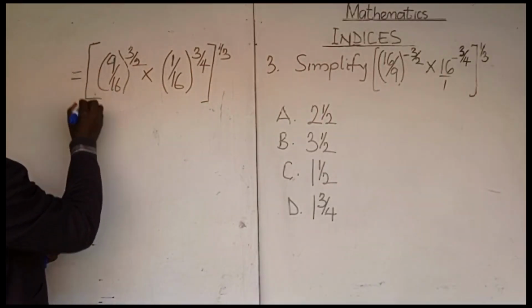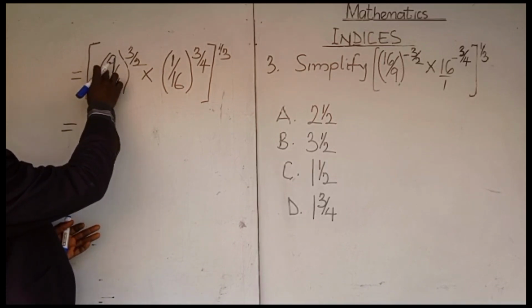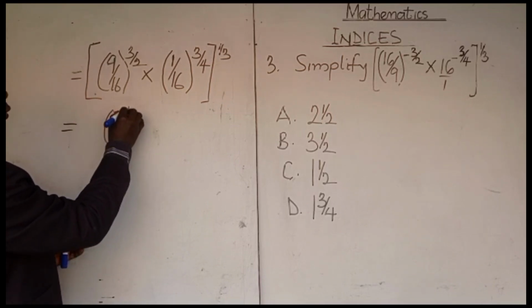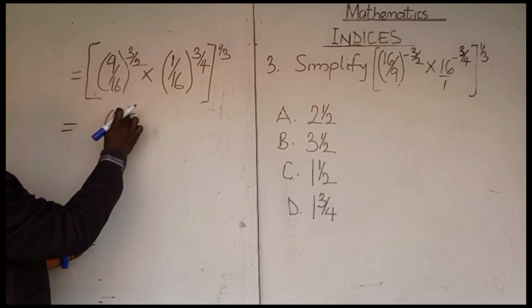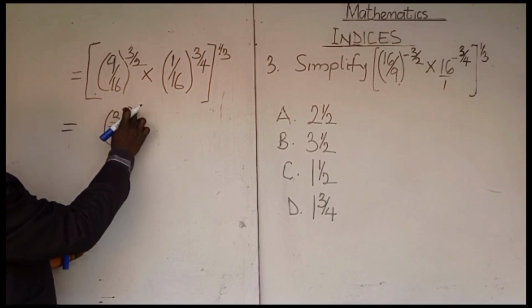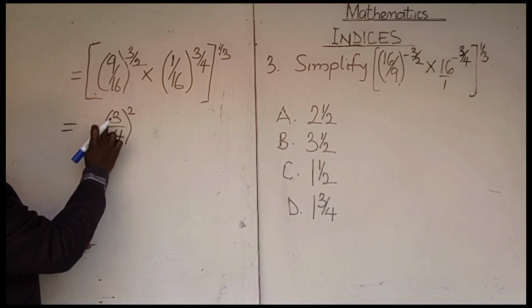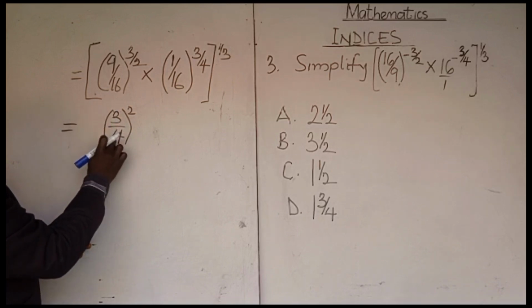We are going to have what we call this. 9 over 16 can be changed to 3 all over 4 raised to power of 2. 9 is the same thing as 3 raised to power 2. 16 is the same thing as 4 raised to power 2. So this power of 2 here affects both the 3 and 4. And it is this power that makes this one become 9 all over 16.